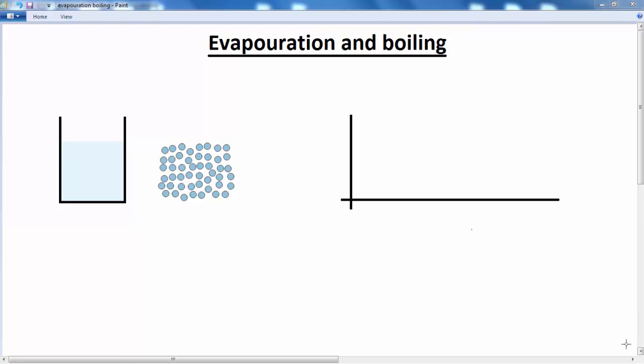In this lesson we're going to look at the difference between evaporation and boiling. Boiling is what a liquid does when it reaches the boiling point, but evaporation is something that is happening all the time in a liquid. So we've got a liquid here, and remember that it's represented by a particle model that looks like this.